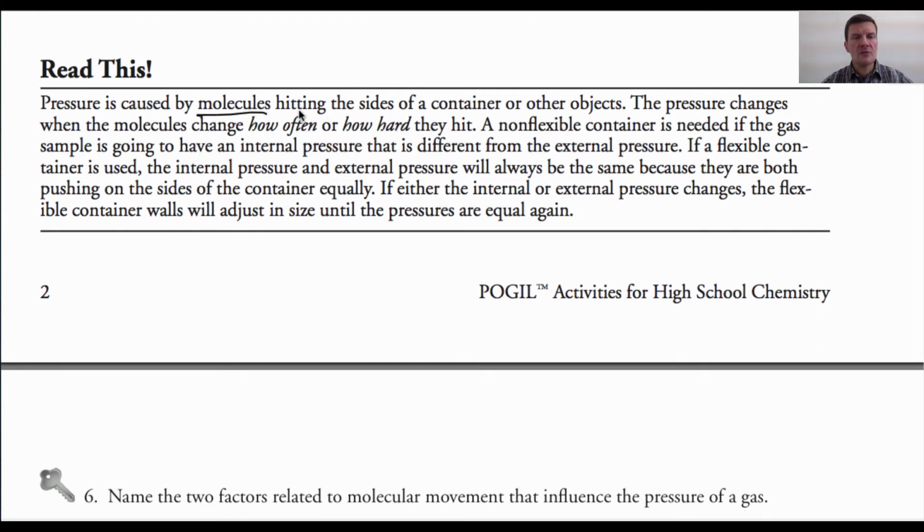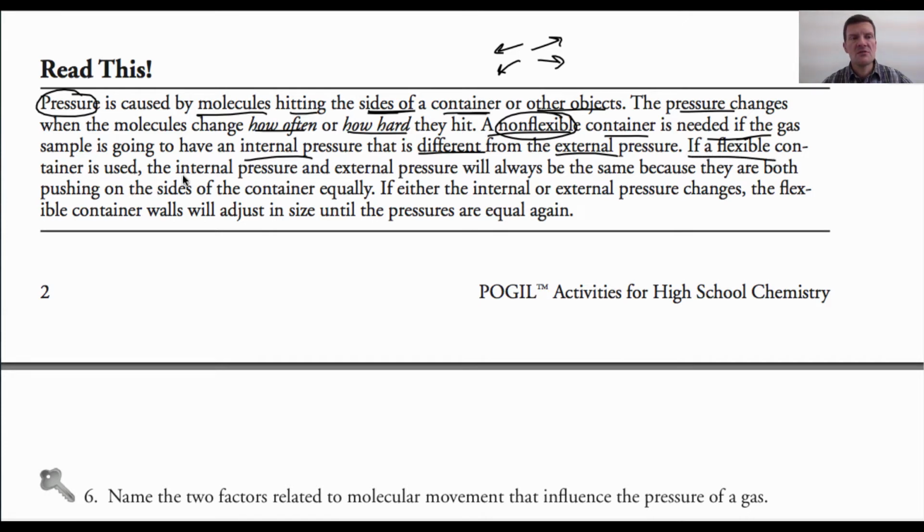Pressure is caused by molecules hitting the sides of a container or other objects. That would mean like the inside walls of the container, when particles slam against them, that is how pressure is created. The pressure changes when the molecules change how often and how hard they hit. So more frequently and with more force, you're going to increase the pressure. A non-flexible container is needed if the gas sample is going to have an internal pressure that is different from the external pressure. Okay, non-flexible.